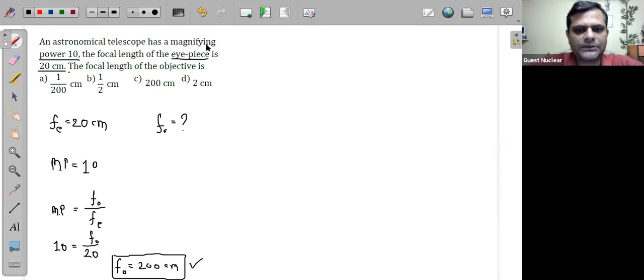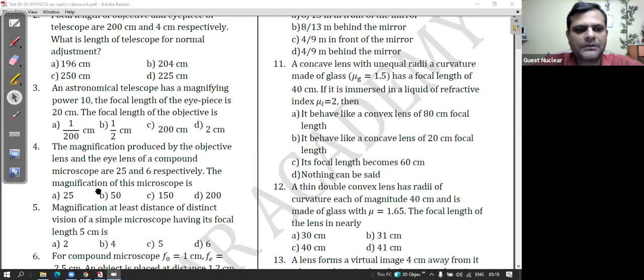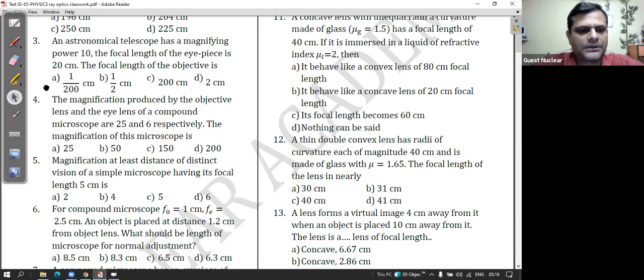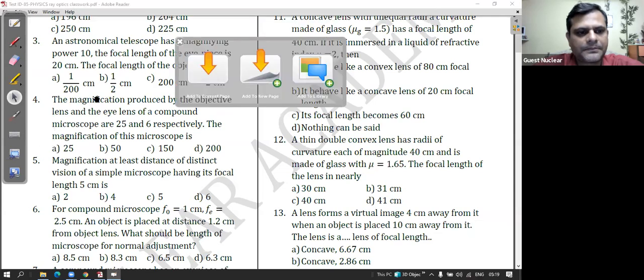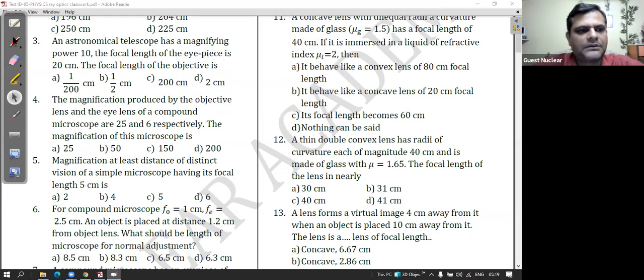Yes, very good. See the next question. Yes, the magnification produced by objective of a lens and eye lens of compound microscope are 25 and 6 respectively. The magnification of microscope is, okay, just multiply these 25 as well as 6. No need to take it on the board. You can just solve it here only.